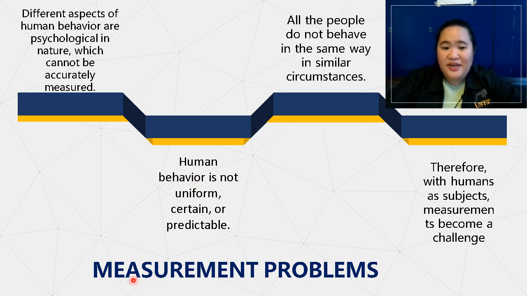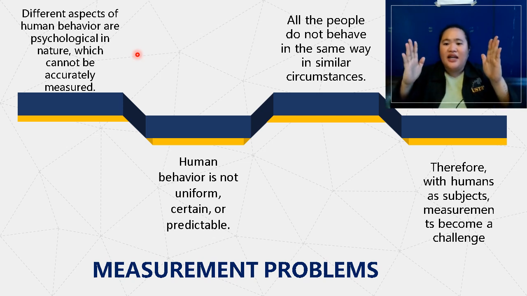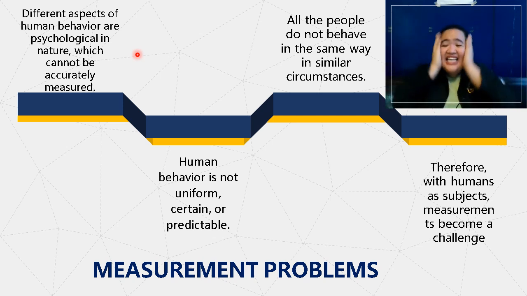Another limitation is measurement problems. Why? Different aspects of human behavior are psychological in nature. When you say psychological, it cannot be measured accurately, because each person is different. When you say behavior is psychological, it relates to a person's will or disposition. When you are going to measure the behavior, each person's disposition is different.